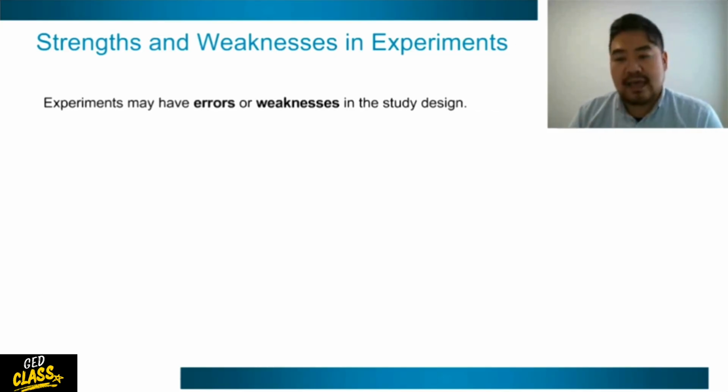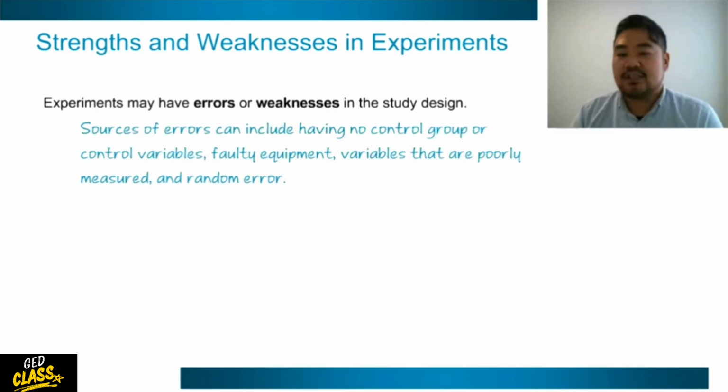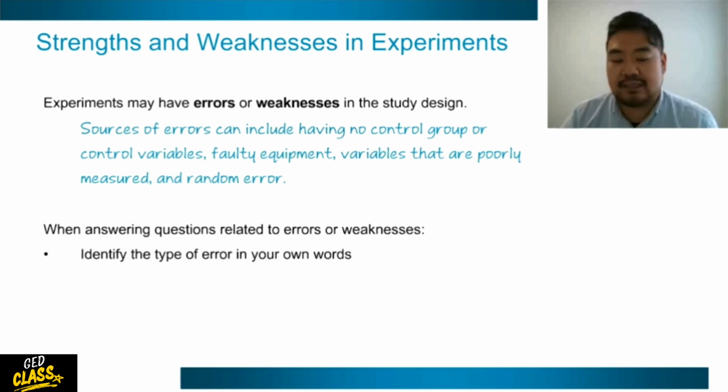Now, weak experiments may have errors in the design. Sources of error can be, for instance, if there's no control. There's no control variables or control group. Maybe the equipment was faulty. Maybe the variables aren't measured accurately. Maybe there's just some random error attached to those.